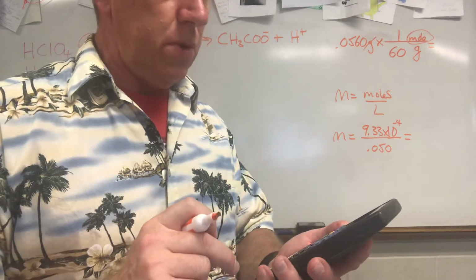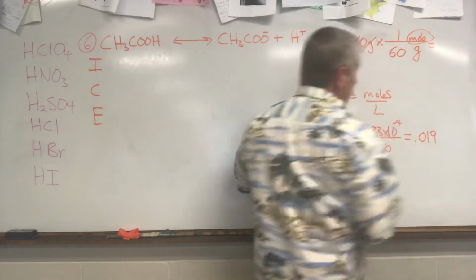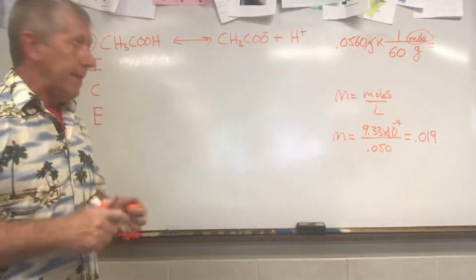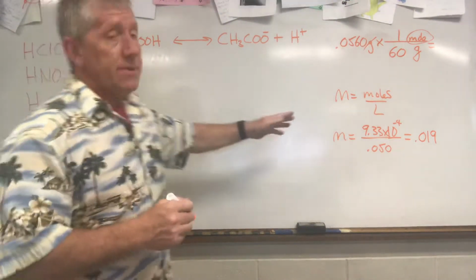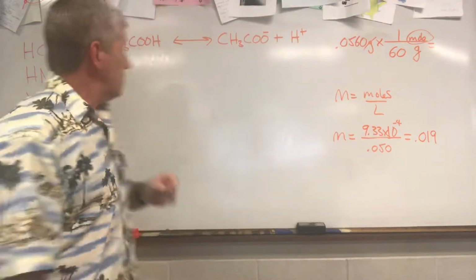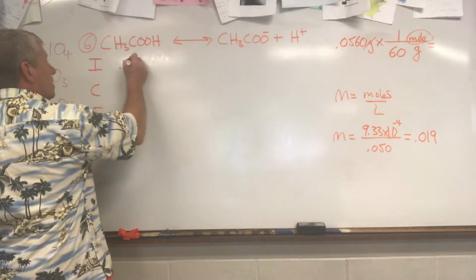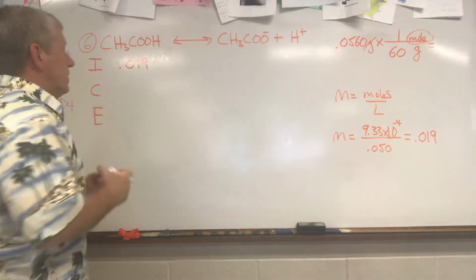That gives 0.0186. I'm going to go 0.019. So 0.019 is my concentration of the acetic acid solution, because we were figuring out the acetic acid solution to start. So initially, my concentration is 0.019. That's when we start the reaction.